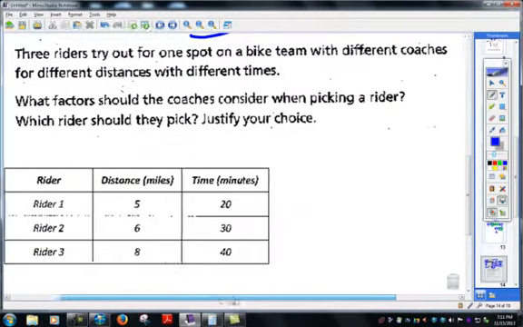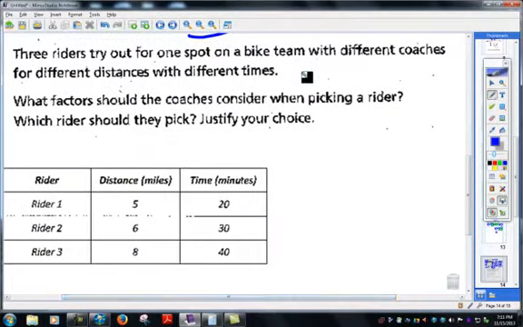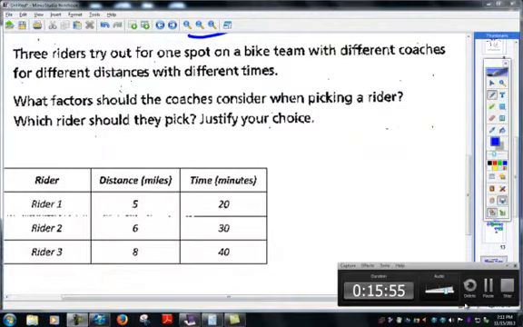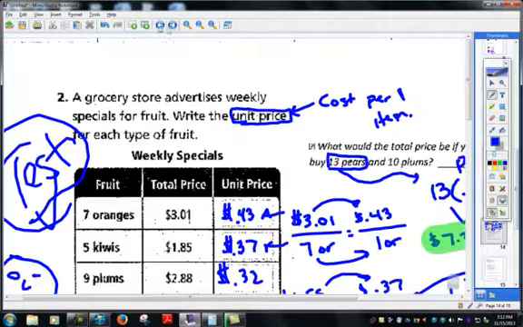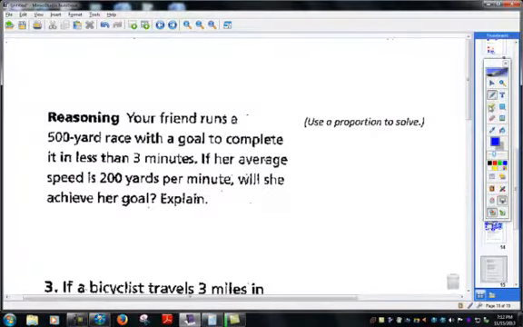3 riders try out for one spot on a bike team with different coaches for different distances with different times. Holy cow, that is crazy. Hold on. Okay. I don't remember where we were. We'll just start here.